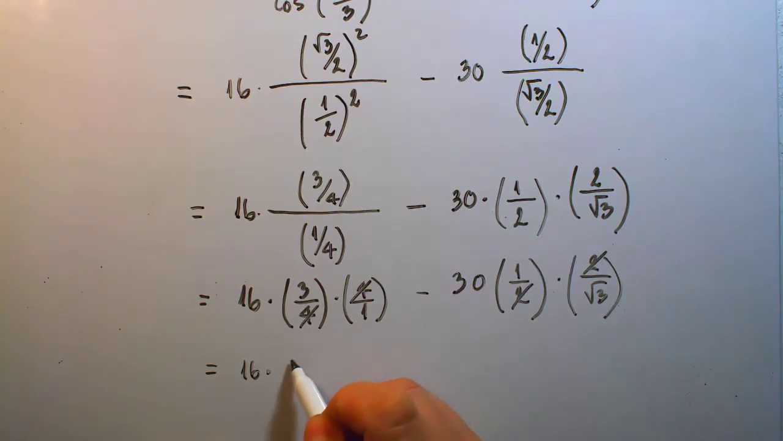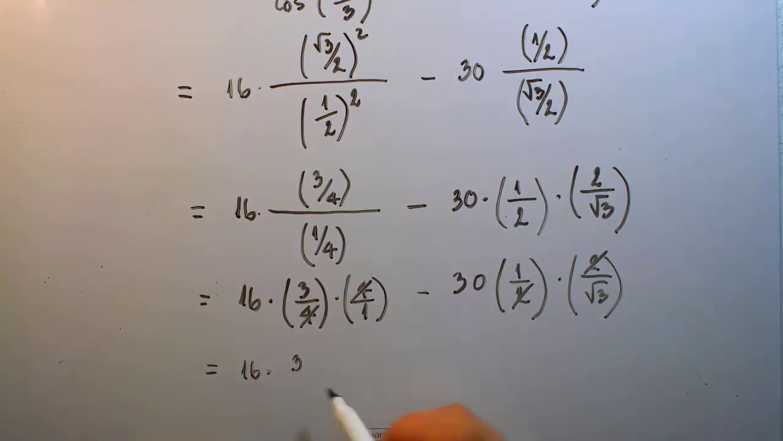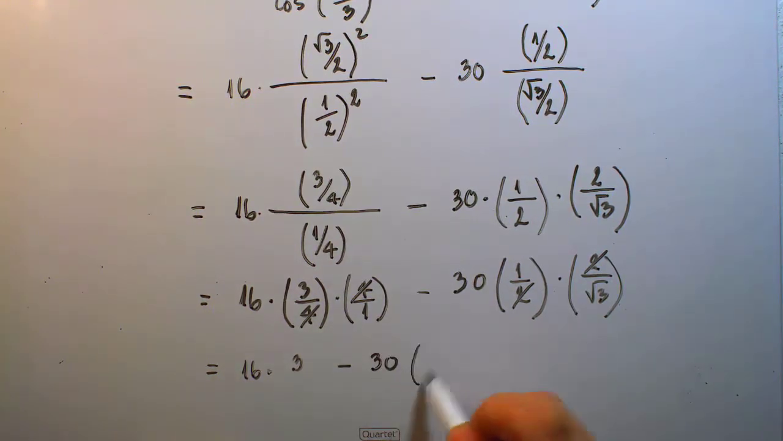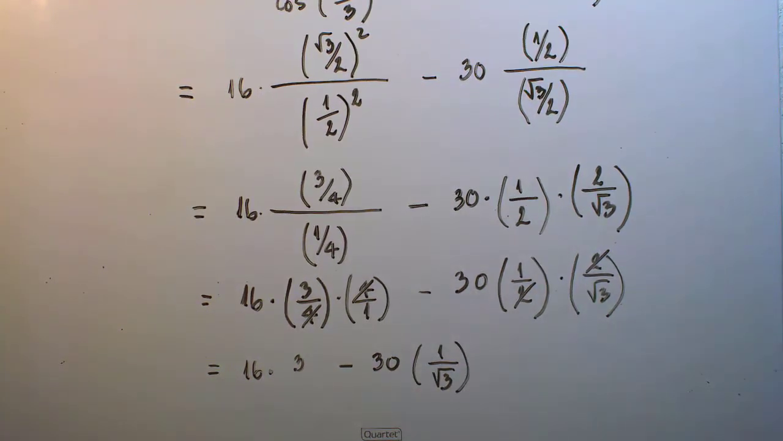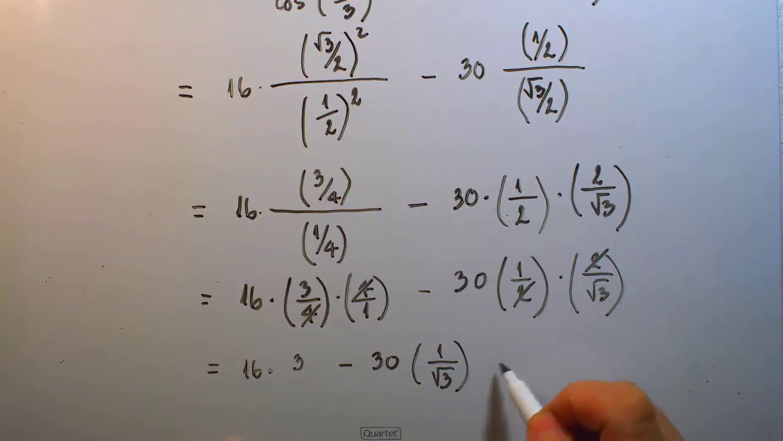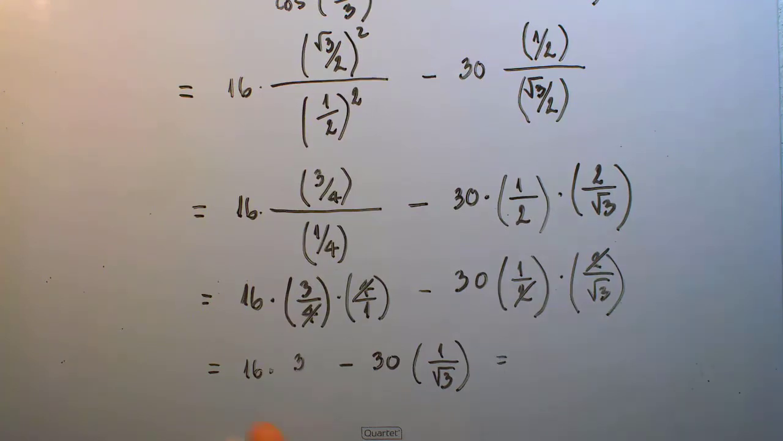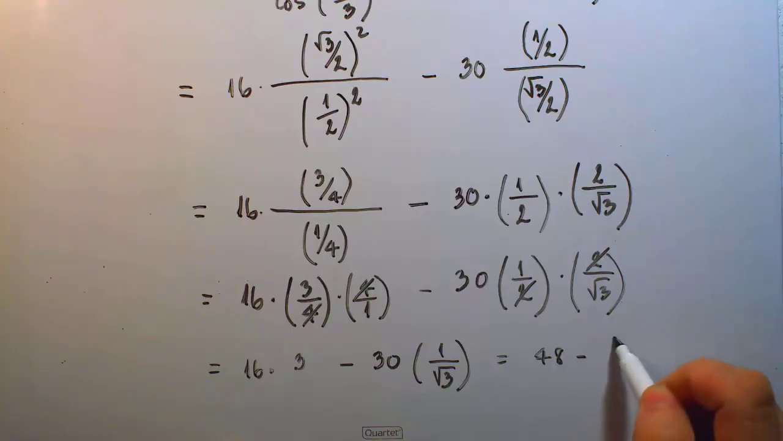We have 16 times 3, minus 30 times 1 over square root of 3. That now reduces down to 16 times 3 is 48, and minus 30 divided by square root of 3.